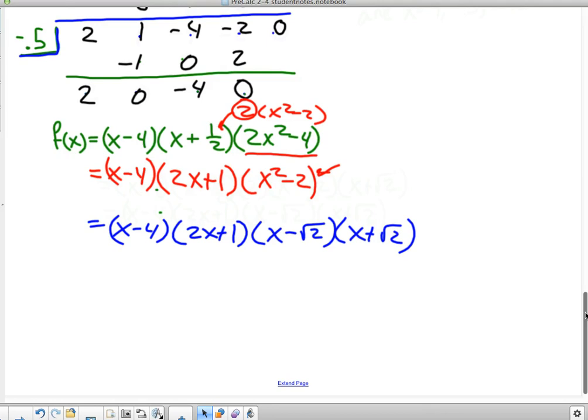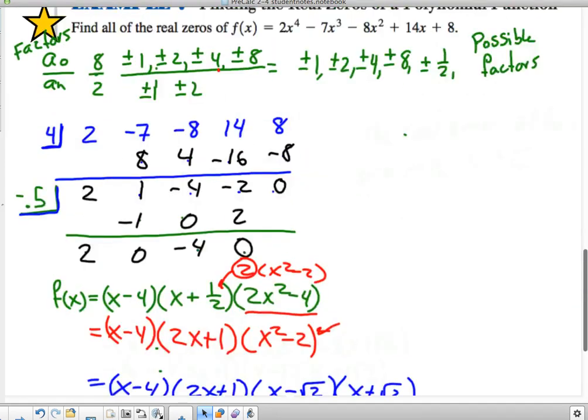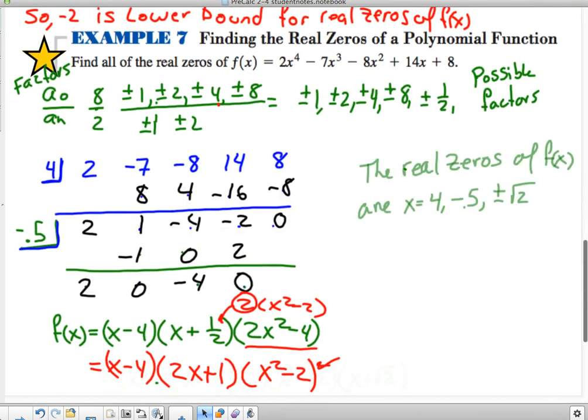So my zeros, as I go through, I think I'm supposed to find my zeros. I've got the real zeros of f of x are 4, negative 0.5, that is supposed to be a point, and it's supposed to be because it's negative 1/2, and plus or minus the square root of 2.